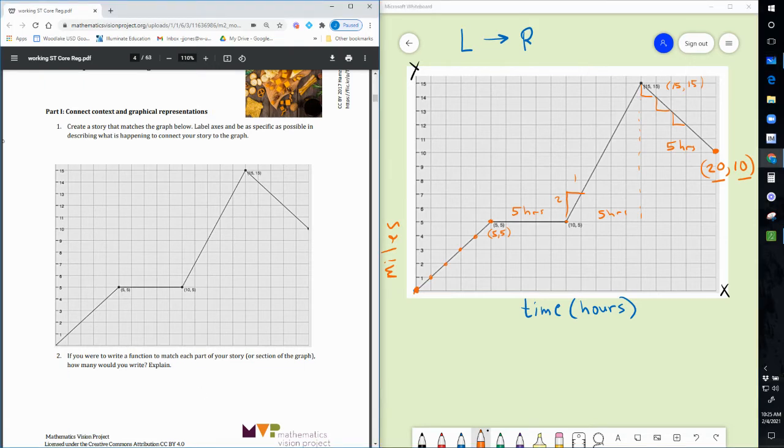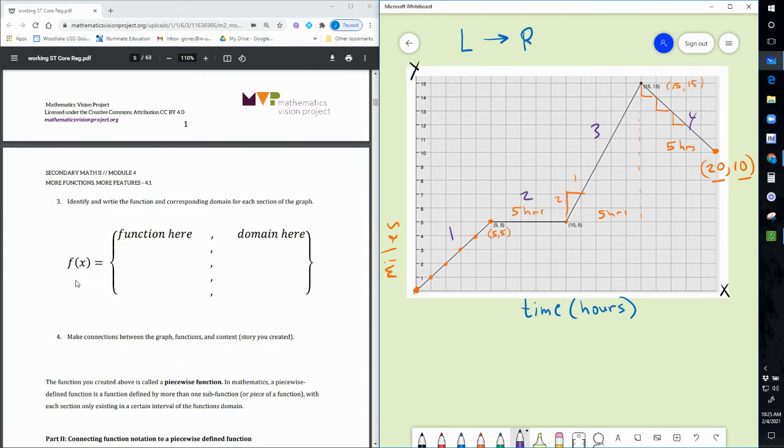The next question was, if you were to write a function to match each part of the story, how many would you have to write? Well, every time the line changes, that's a new function, right? So here would be a function, here would be a function, here would be a function, here would be a function, right? Hopefully you guys realize you're going to have 4 equations, right?